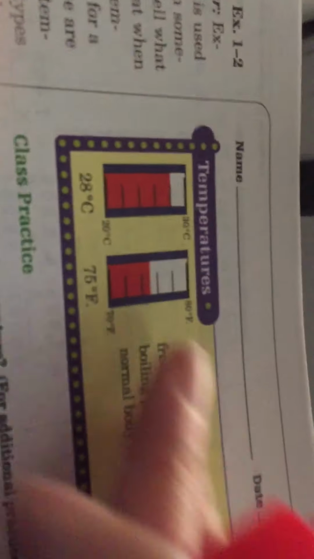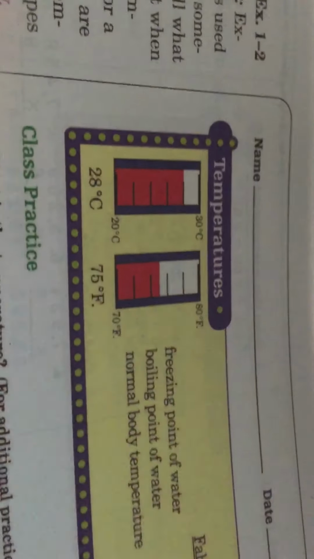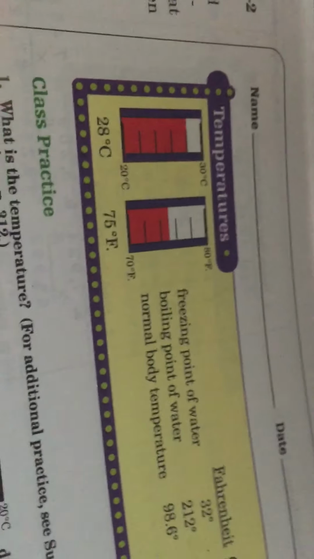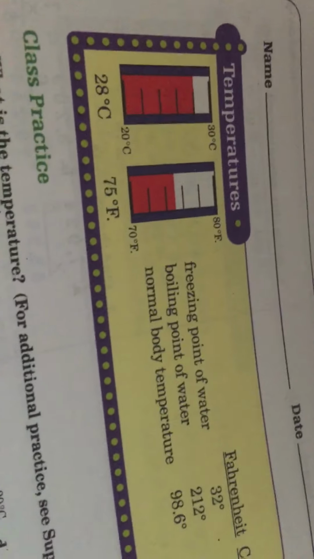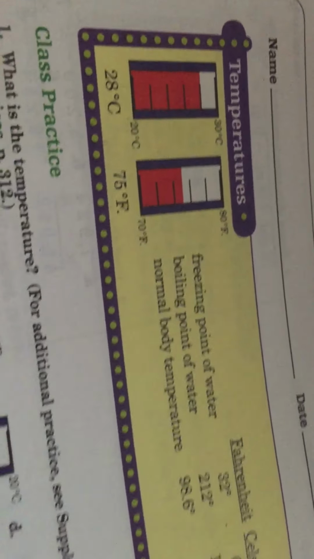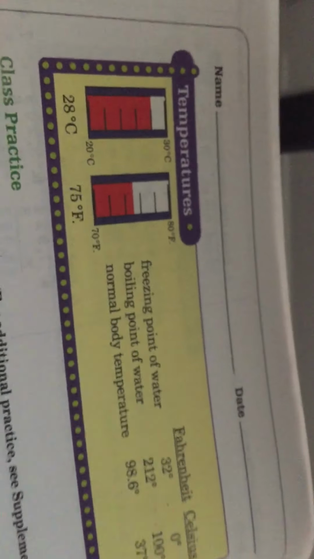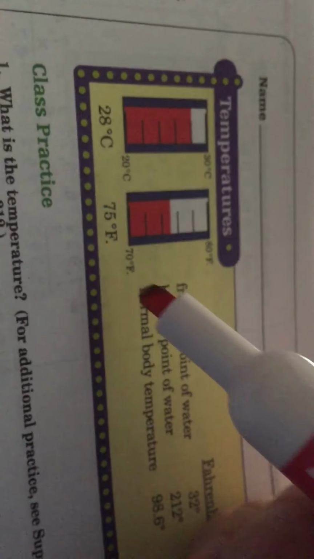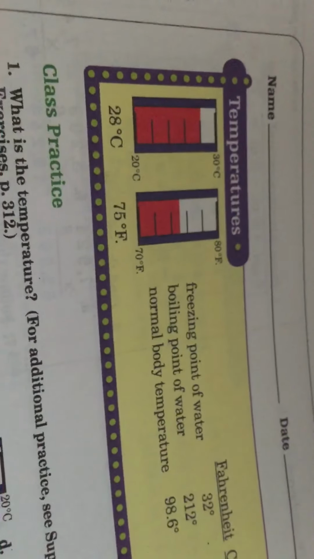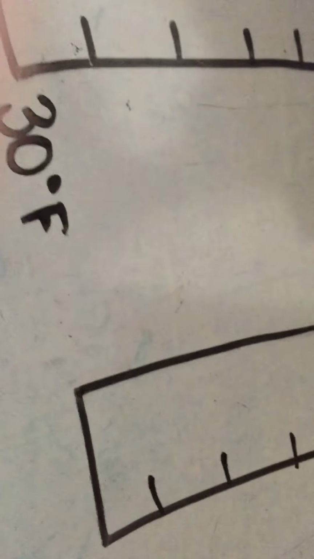Oh, one other thing I want to point out. See how when they answered it, they put that little circle in the air? That means degrees. And then you're going to write the C or the F for whichever one it is. Okay, so let's come over here. Both of these are going to be Fahrenheits.